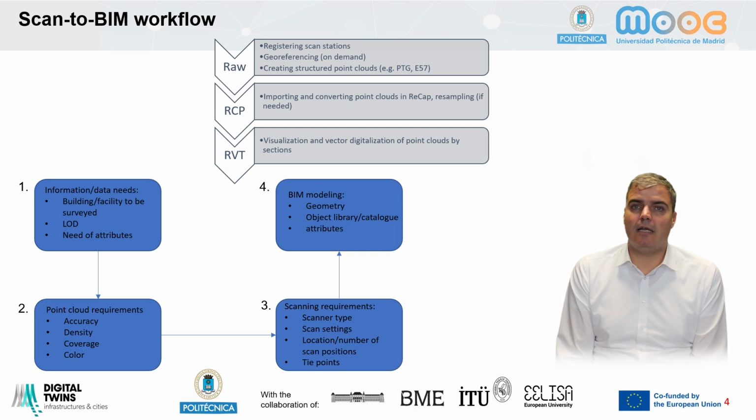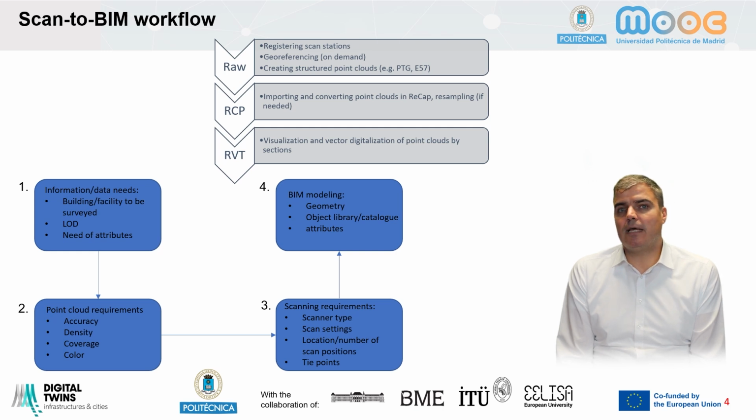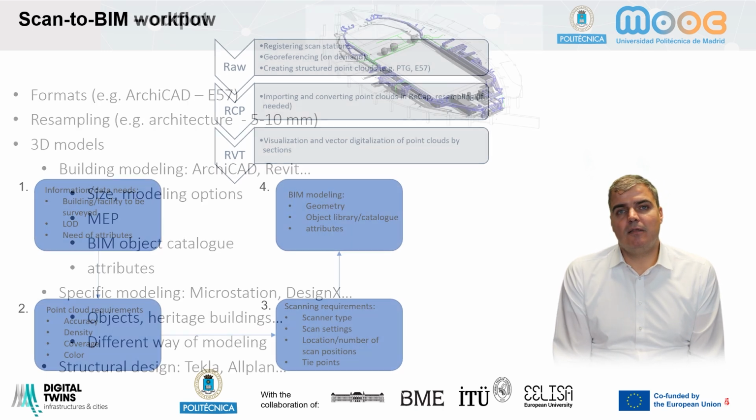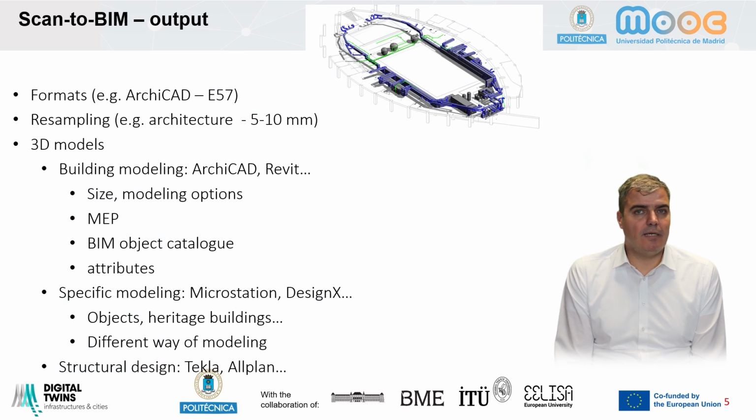We can use an object library or catalog. You don't need to model all the objects one by one. For example, in case of a lamp or whatever, you can select it from a catalog, and you can add attributes. For example, based on the colors, you can decide what kind of pipe that is, what is flowing inside, or you can decide what is the material of the particular object or structure. You can also decide on the format of the point cloud. For example, in ArchiCAD, we prefer the E57 format. You can decide on the resampling. In case of architectural applications, it's usually 5 to 10 millimeters point spacing.